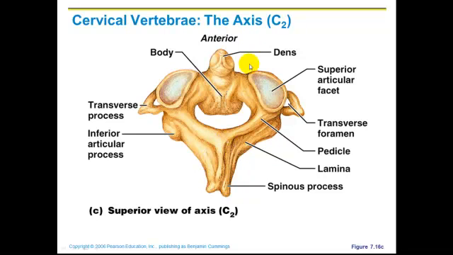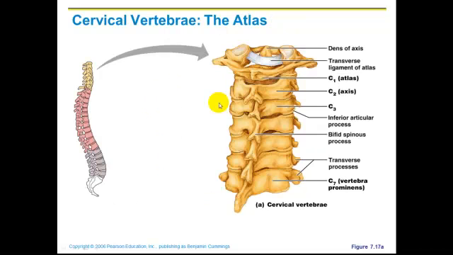So in order to understand what this dens does, we're going to have the ring of the atlas sitting on it, and then that is going to be able to twist around the axis, right? The reason this bone is called the axis is that here we're creating an axis. So when we put these cervical vertebrae together, we can see that movement, that interaction. Up top here, this is the atlas. What we don't see is the skull. The skull would be sitting here.